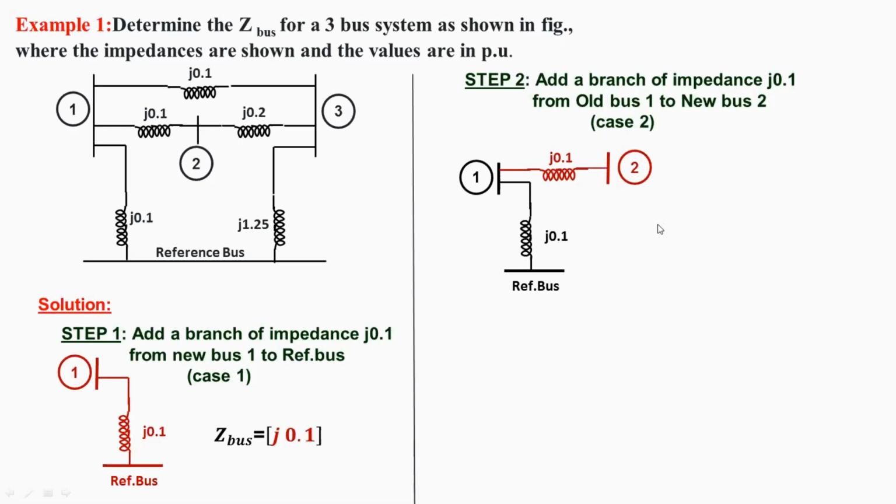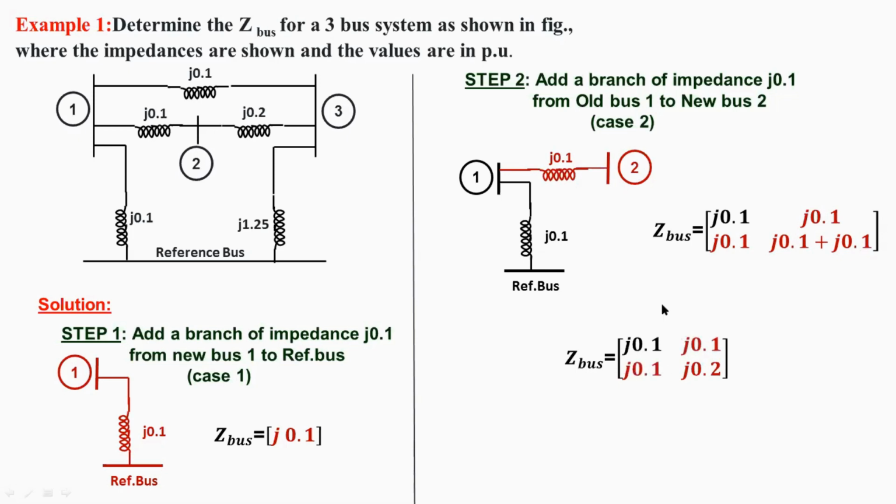In case number 2, the bus impedance matrix is equal to the previous bus impedance matrix. Since one bus is added, one column and one row are added. The column and row elements are just copies of the previous column and row elements. The diagonal element is equal to the previous diagonal element plus this new branch impedance, which is j0.1. Therefore, the bus impedance matrix is like this.